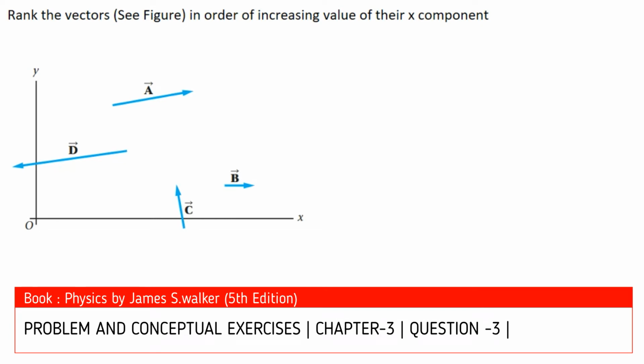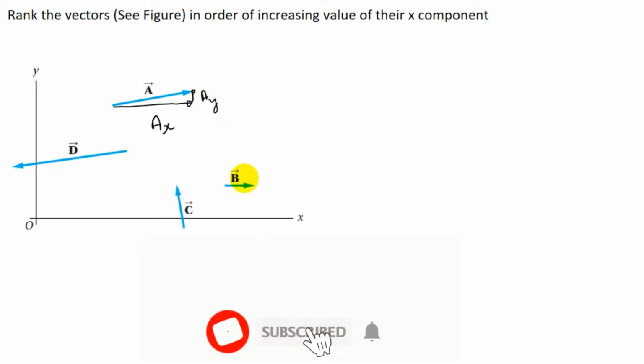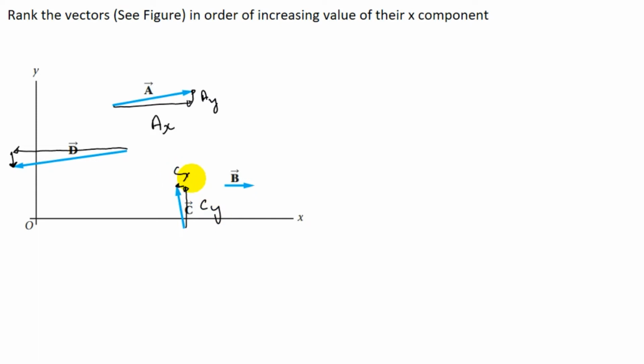Now in this question we are given this figure and we need to rank all these vectors in the order of increasing value of their x component. Let us try to figure out the x and y components for each vector. For the A vector, this arrow will show its x component Ax, and this would be its y component Ay. For the B vector, it's along the positive x direction, so this itself is the x component, no need to show it. Similarly we can draw for C and D also. I've drawn the arrows. This would be Cy and this would be Cx, this would be Dx, and this would be Dy.